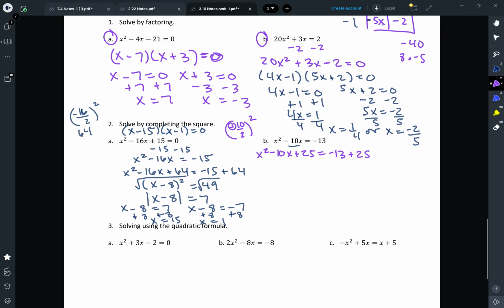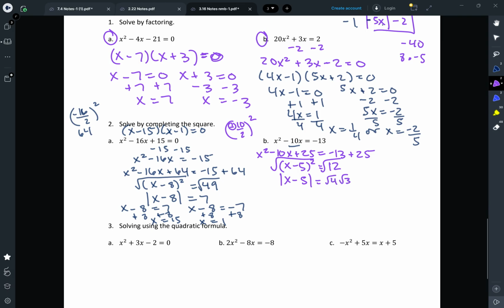I'm using a different color so it stands out. On the left I'm going to factor. On the right I'm just going to combine them and make 12. So now I want to square root both sides. So I have absolute value x minus 5 equals square root of 4, square root of 3.